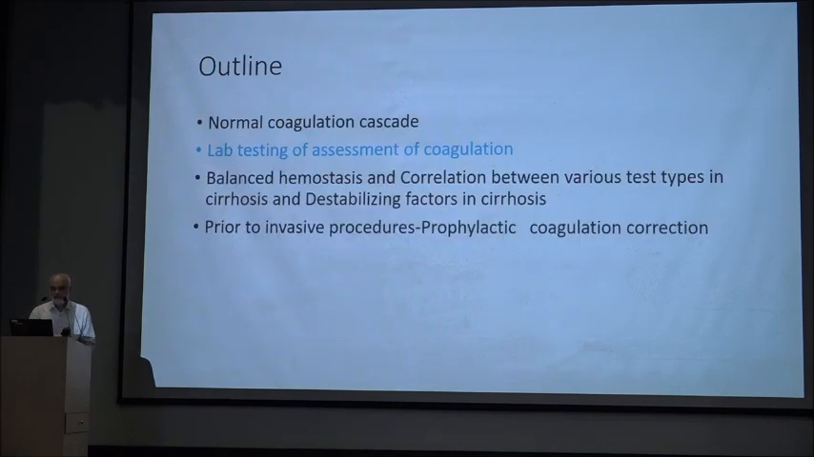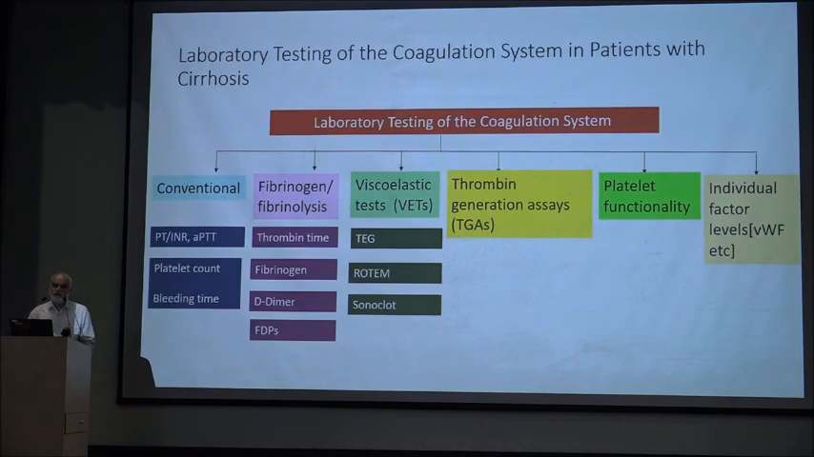Now, how do we assess coagulation? This is the outline of various methods for assessing coagulation factors. Conventionally, we have PT-INR, platelet count, bleeding time. We can assess the fibrinogen or fibrinolytic pathway by thrombin time, fibrinogen, D-dimer, fibrin degradation products.